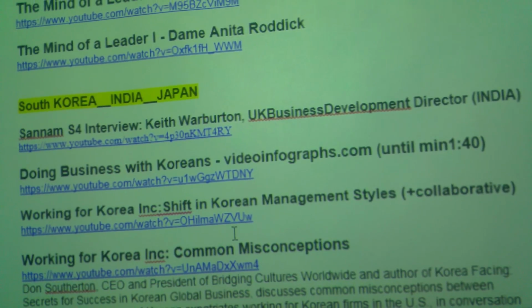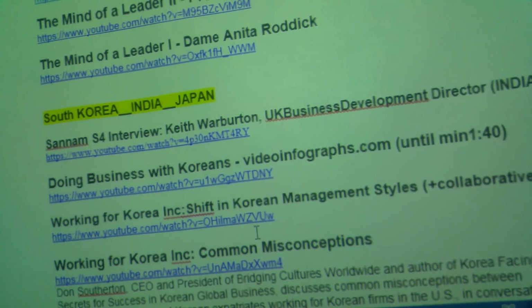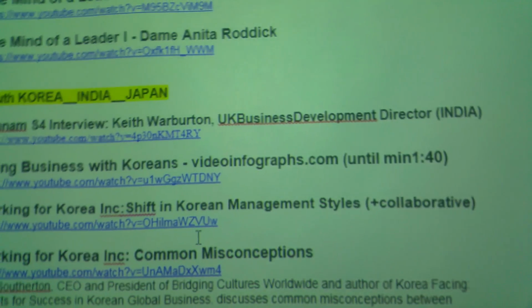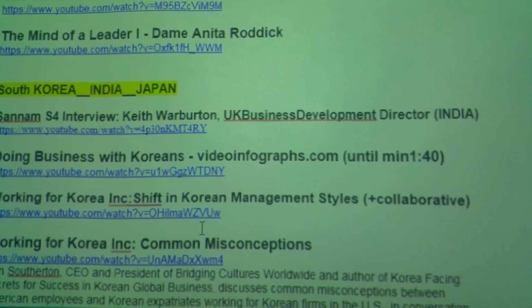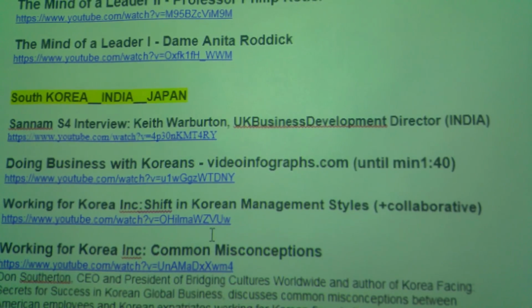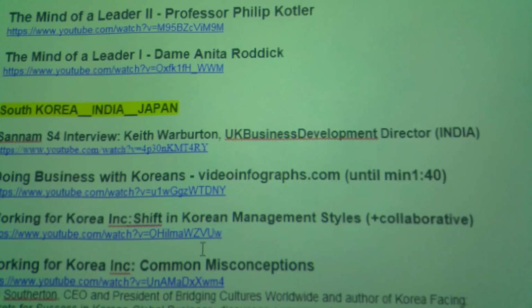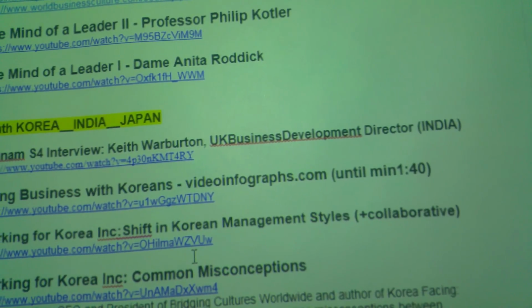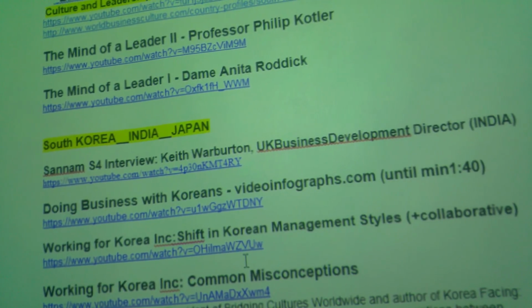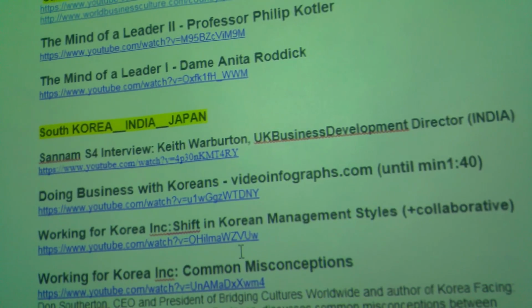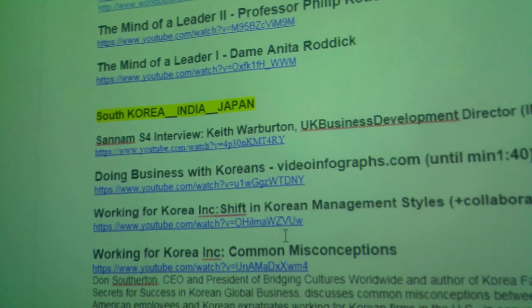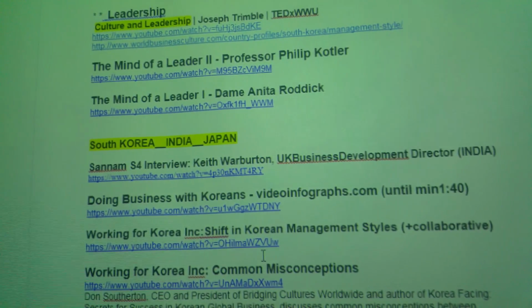Especially for our assignment, I want you guys to analyze South Korea. The first example that I see there is India, Japan, okay? It's because Keith Barberton is an analyst expert in international and global management, and he's been working in India. So the interview is about India, but he is actually one of the main collaborators of the website Doing Business with Korea.